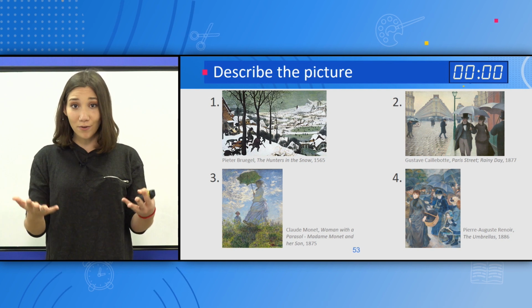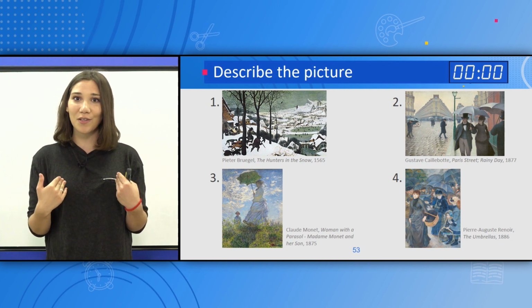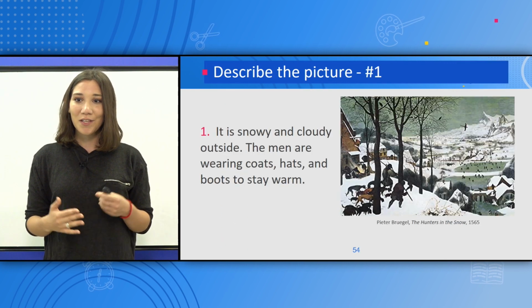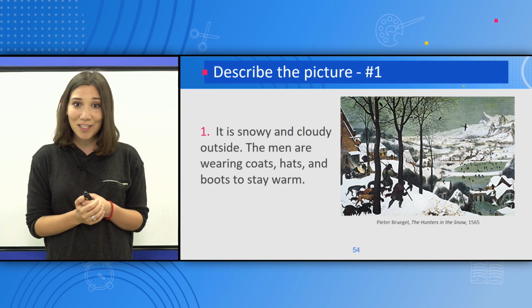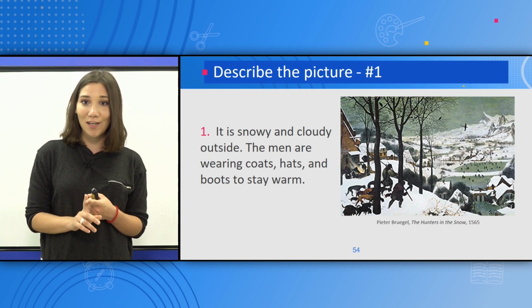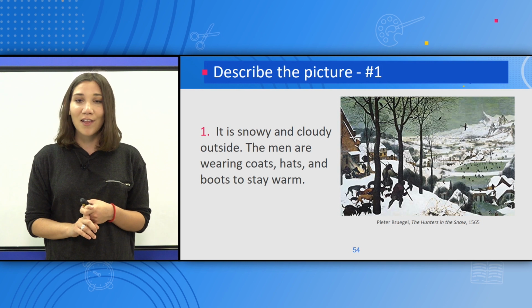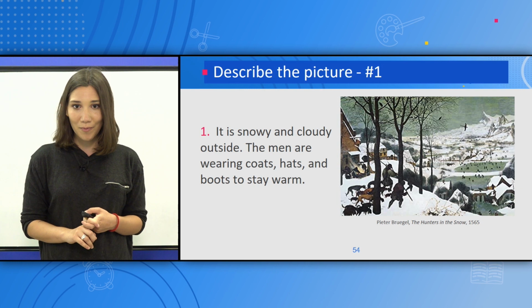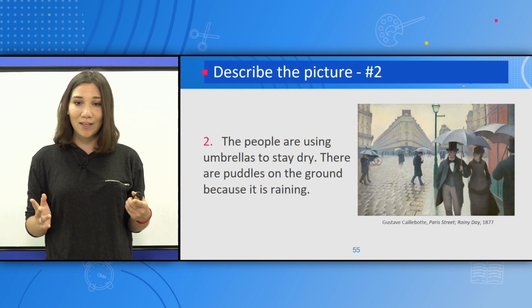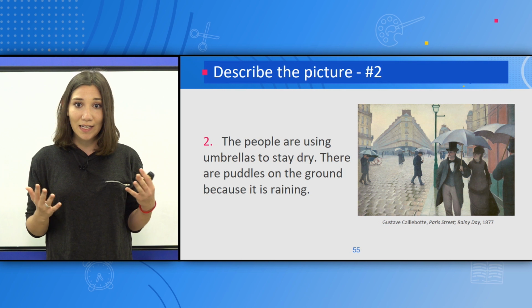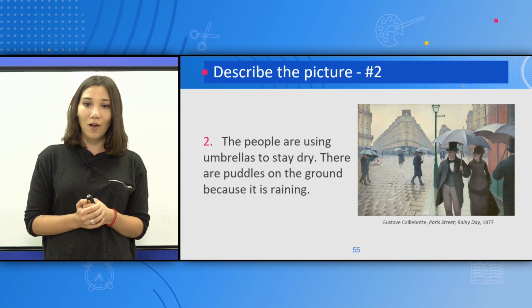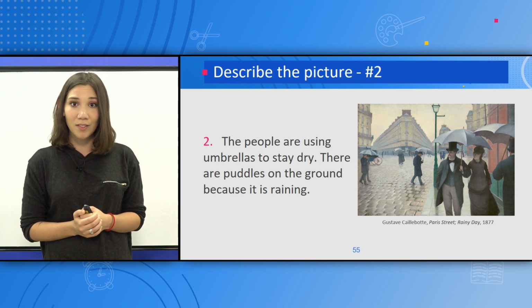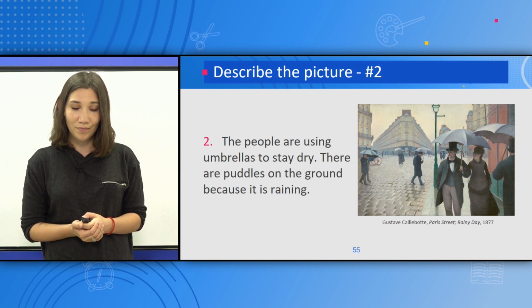Okay, so now that you are done describing the pictures, I'll show you what I wrote, and we can see if they're the same or if they're close. So for this first picture, called The Hunters in the Snow, I wrote, "It is snowy and cloudy outside. The men are wearing coats, hats, and boots to stay warm." For our second picture, this is Paris Street, rainy day, I wrote, "The people are using umbrellas to stay dry. There are puddles on the ground because it is raining."